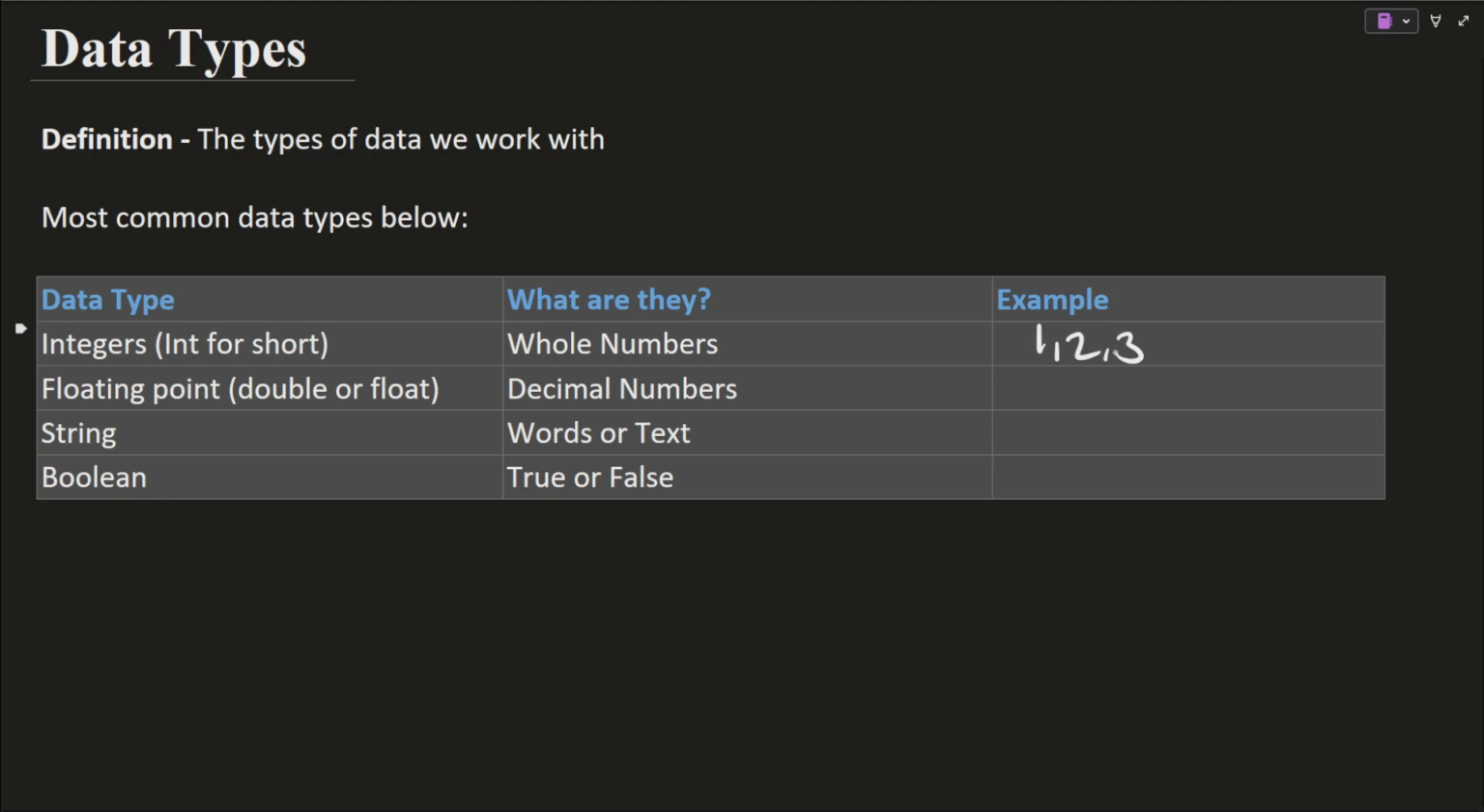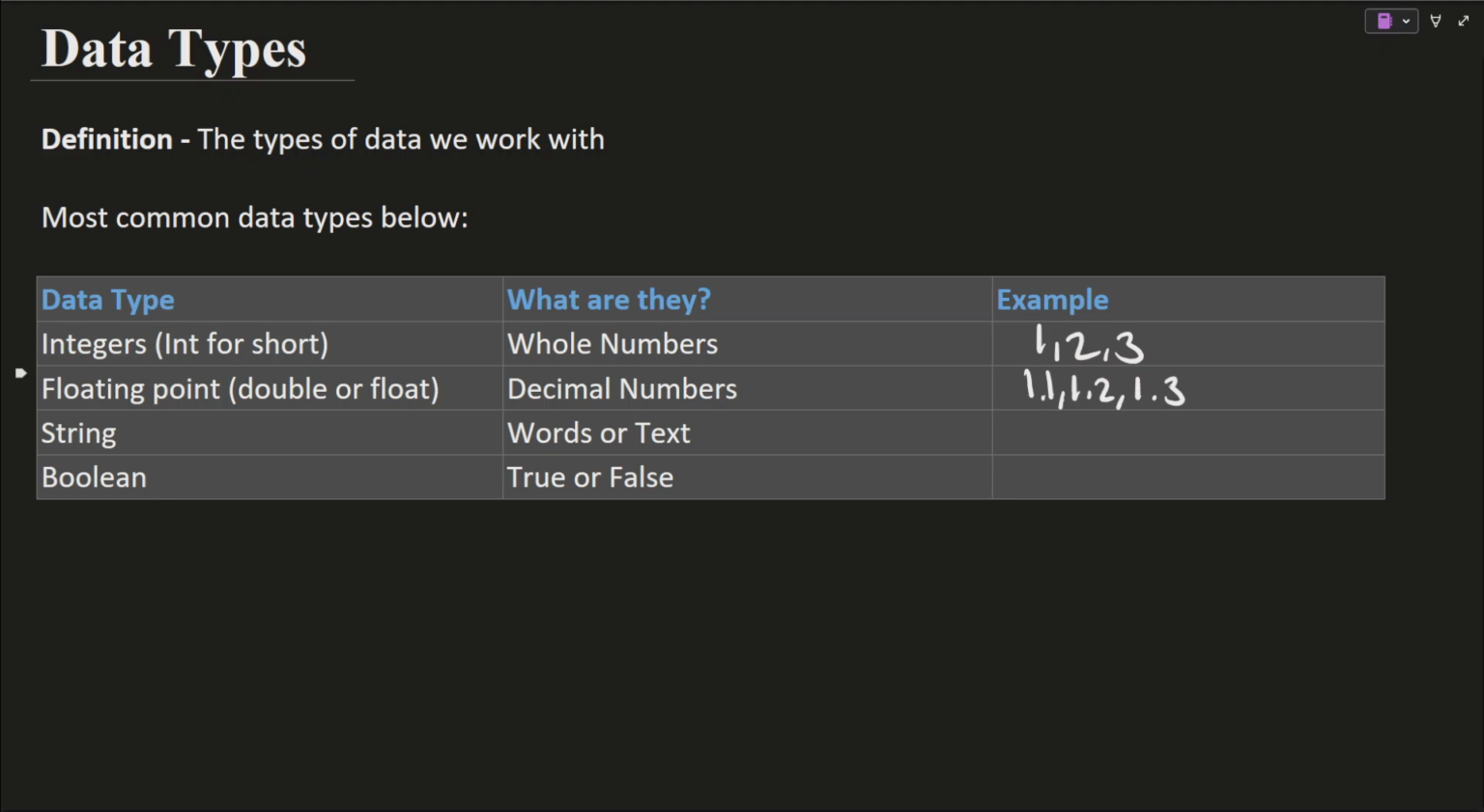The next data type that we have are floating point numbers. Depending on the type of code that you write, you will either hear the terms double or float. In either case, the most important thing to know is that both of them are basically just decimal numbers. For example, you have the numbers 1.1, 1.2, and 1.3.